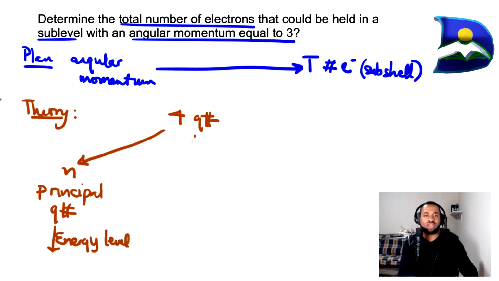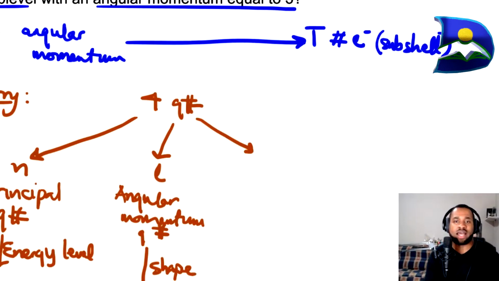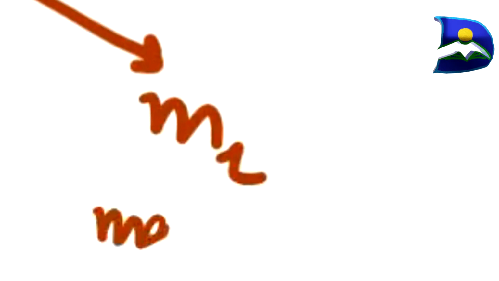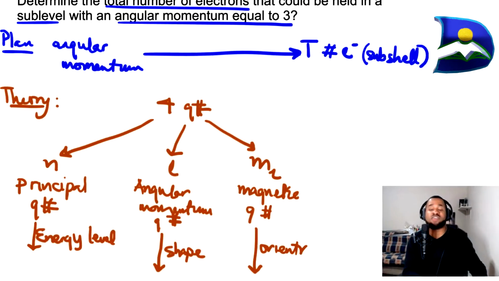The next one is represented as l. This is called the angular momentum quantum number, and this is associated with the specific shape of our orbitals. Next is m subscript l, which is the magnetic quantum number, and the magnetic quantum number explains the specific orientation of our specific shape.